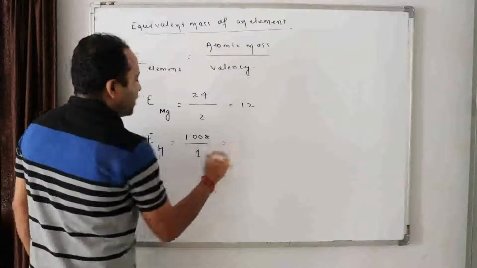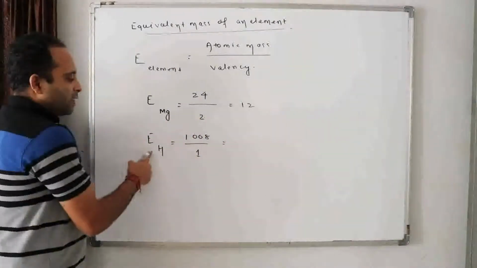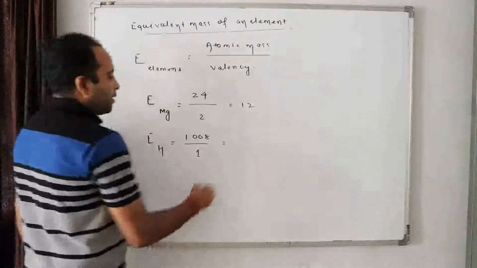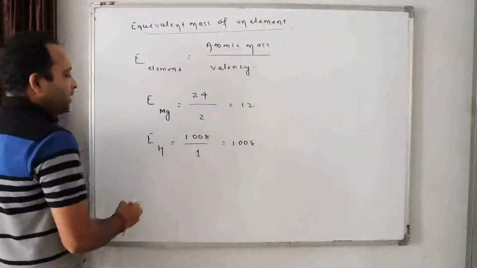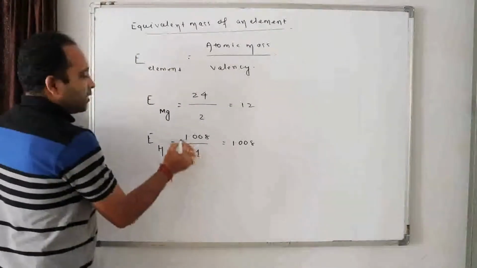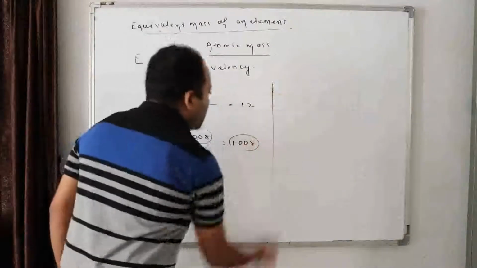Equivalent mass of hydrogen: atomic mass 1.008, valency 1, since it is in the first period. Magnesium belongs to the third period, valency is 2. So the equivalent mass of hydrogen is 1.008. Do you find one thing? If the valency is 1, then the atomic mass and the equivalent mass are the same. Say yes or no?